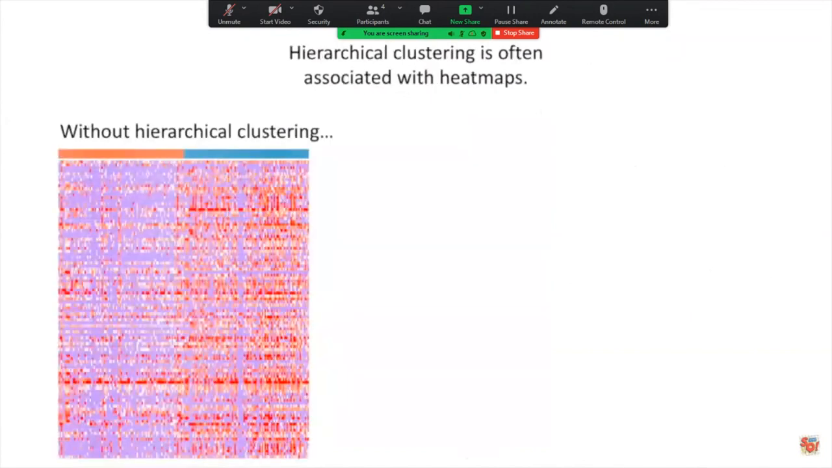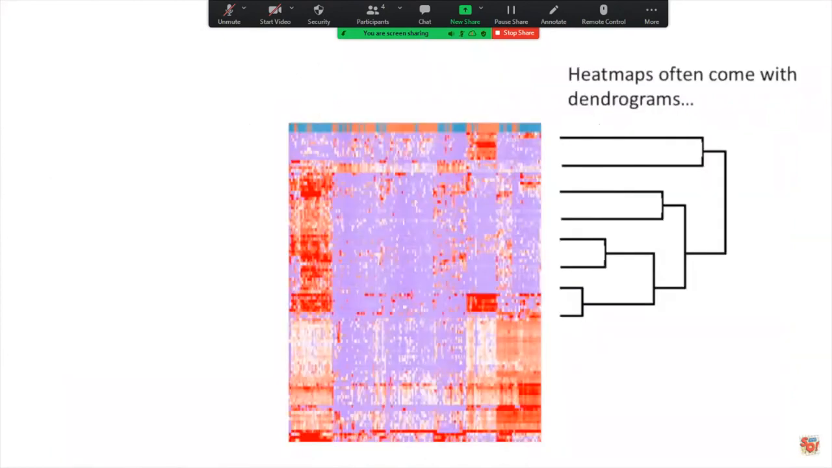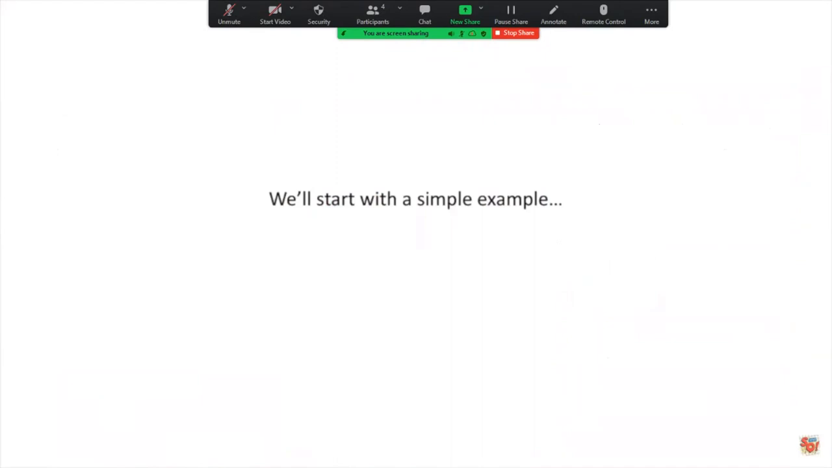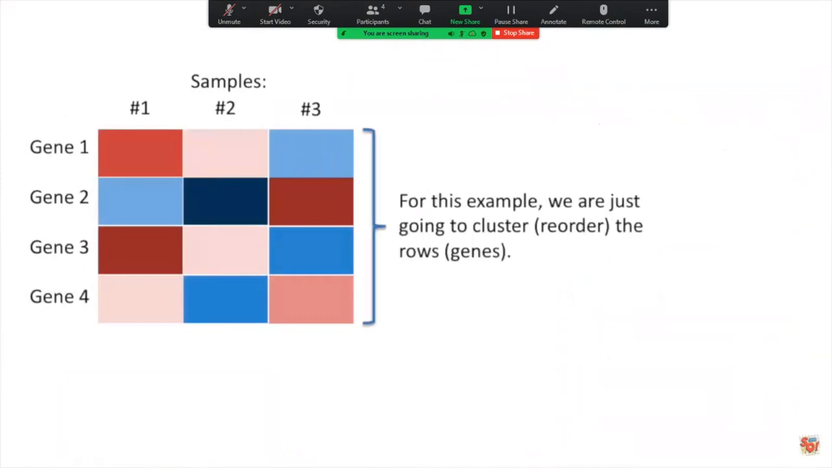On the left, we have a heat map without hierarchical clustering, and on the right, we have a heat map with hierarchical clustering. So you can see that the clustering makes a big difference on how the data is presented. Heat maps often come with dendrograms, so we'll talk about those too. Let's get started. We'll start with a simple example. Here we've got a simple heat map that has 3 samples and 4 genes. For this example, we are just going to cluster or reorder the rows or the genes.